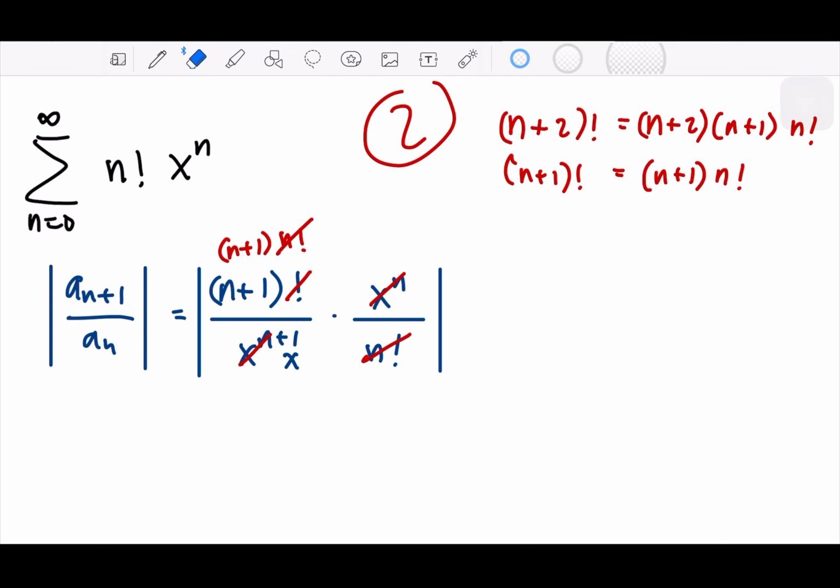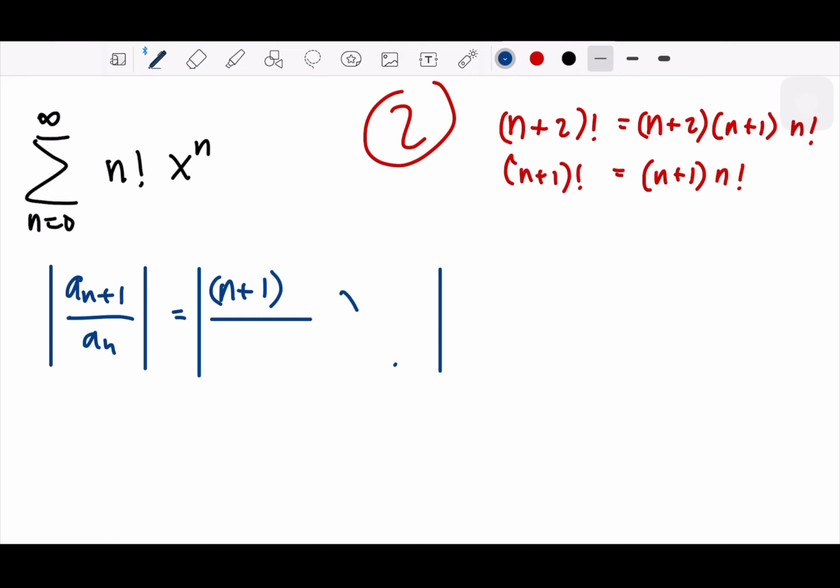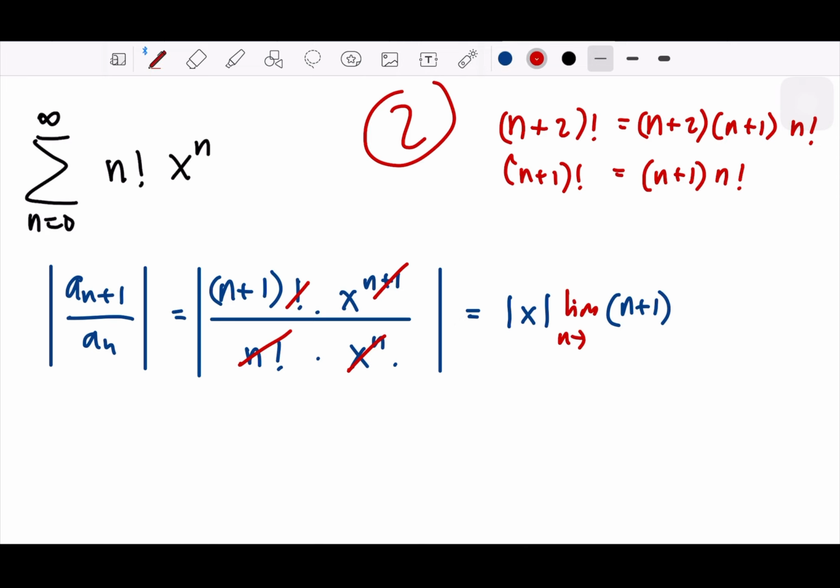Oh, I think I made a mistake. This is not the form. It should be x to the n plus 1 here. So this will be cancelled, this will be cancelled. Now we will have x, and then n plus 1, and we take the limit for n.